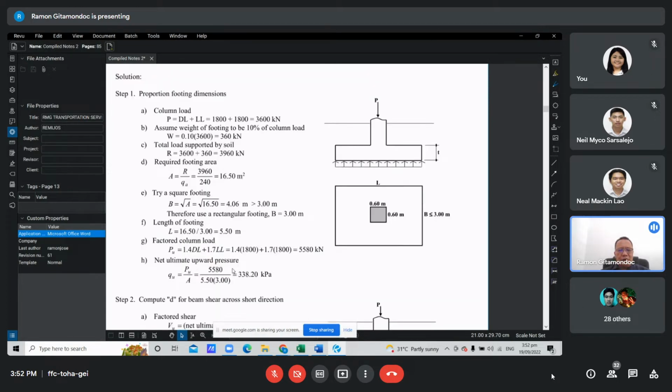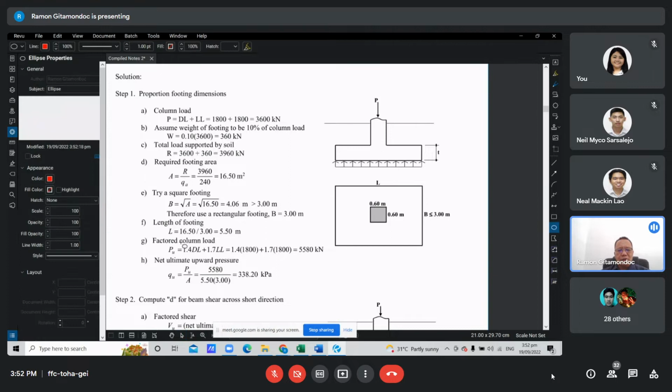Okay, next, we compute the factored column load. So we multiply dead load and live load by the load factors. Again, take note that in 2015, this is now 1.2 as the factor for dead load and 1.6 for live load. Then divide that by the actual footing area to obtain the net ultimate upward pressure. So we are going to use the net ultimate upward pressure in designing the footing slab. Okay, so do you have any question for step one?